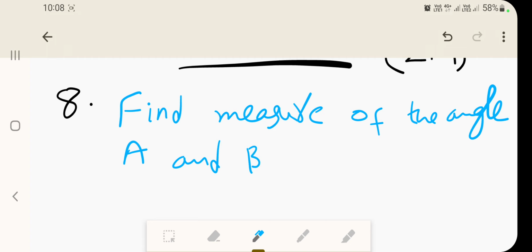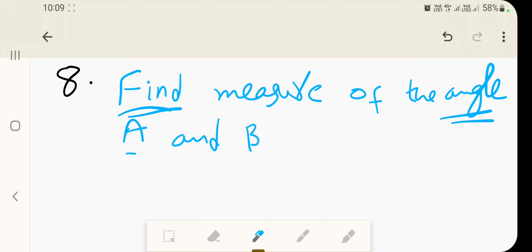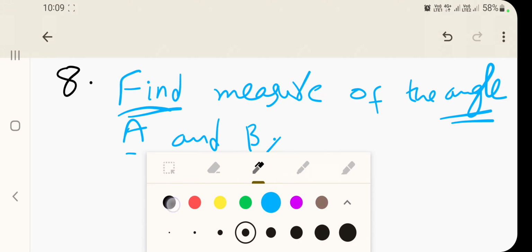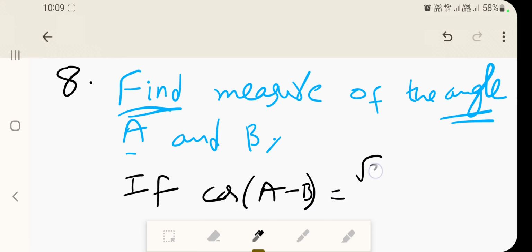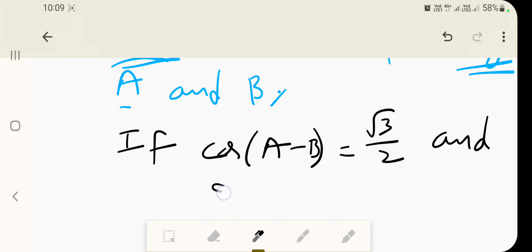Like this only, the external, that is final examination papers, will be. Public examination papers are a little tricky. Find the measure of the angle A and B is nothing but find angle A and B, or find the value of angle A and B, so you can directly understand. They just made it a little tricky with find the measure of the angle of A and B. Okay, and they have given the condition as they have given earlier: if cos (A minus B) is equal to root 3 by 2, and these two they have given in the problem.